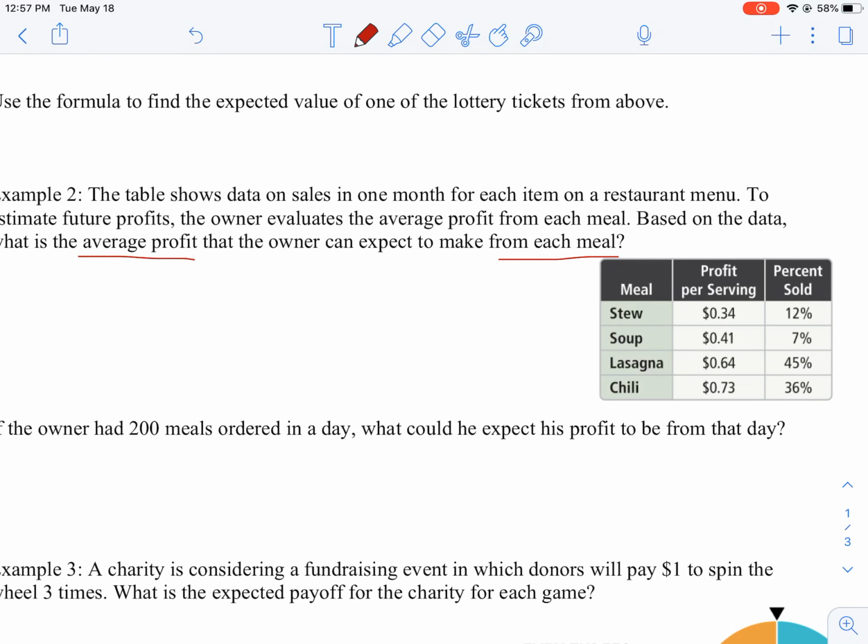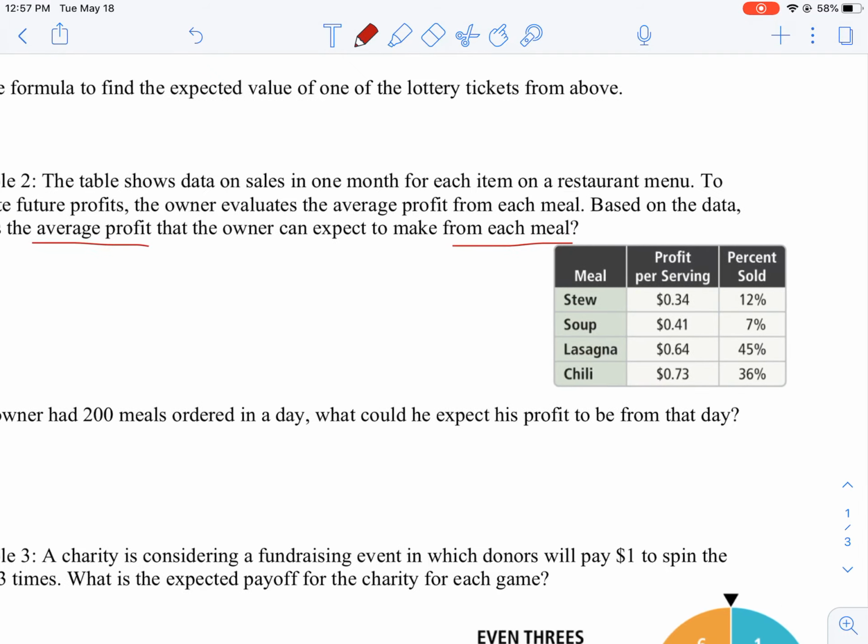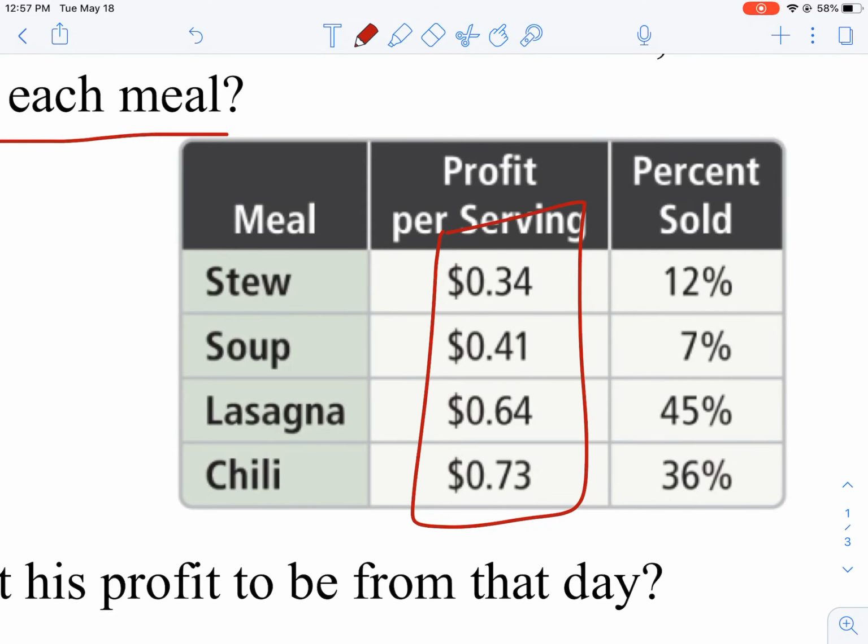Well, we wanna look at all of the meals together. We can't just add up these numbers and divide by 4 because they're selling the lasagna a lot more than they're selling the soup, okay? So that's gonna actually raise the average profit because they're making more off lasagna than they are off soup, okay?